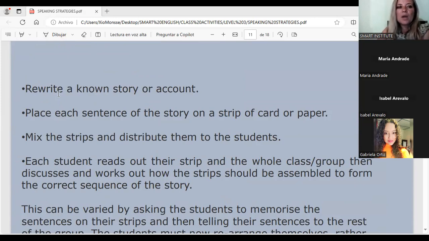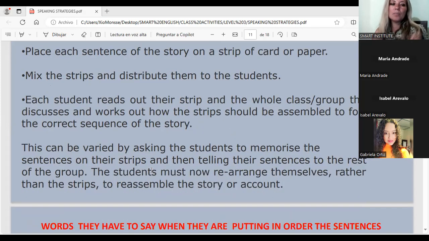It's the same dynamic. Rewrite a known story or account. Place each sentence of the story on a strip of card or paper. Mix the strips and distribute them to the students. Each student reads out a strip and the whole class or group then discusses and works out how the strips should be assembled to form the correct sequence of the story.